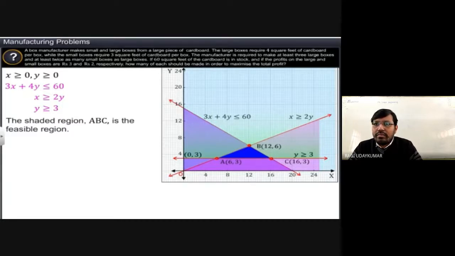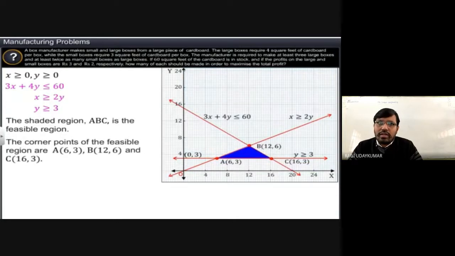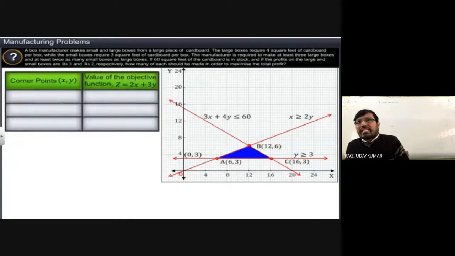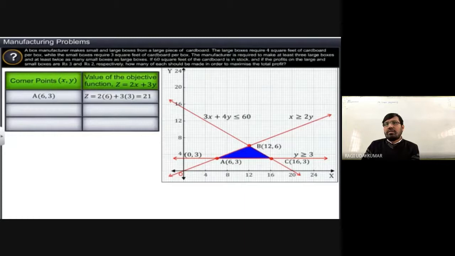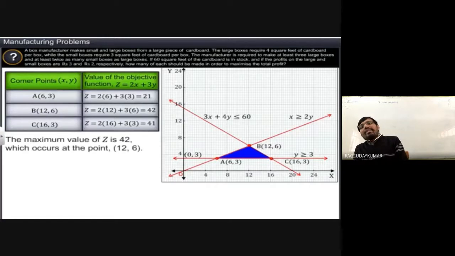So A point, B point, C point. These are the corner points of the maximum feasible region. As per the theorem, we are going to have the maximum profit at any one of these three corners. So you have to find the objective function values at these three corners. Substitute 6, 3. Simple problems, there is no difficulty in it. And if you substitute the other points 12, 6 and 16, 3, the maximum profit you get is 42 at the point 12, 6.